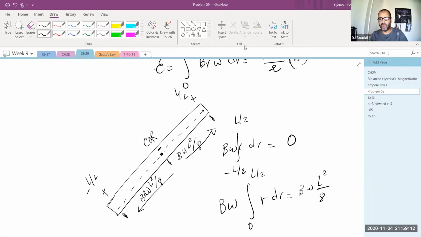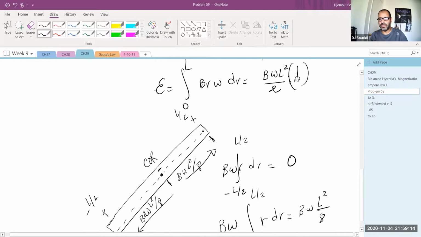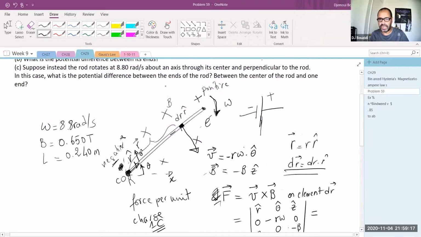I hope that you guys can go more into details of it and plug in the numbers and see how it works and understand it. Any questions about this problem?